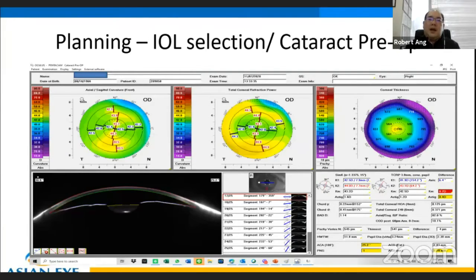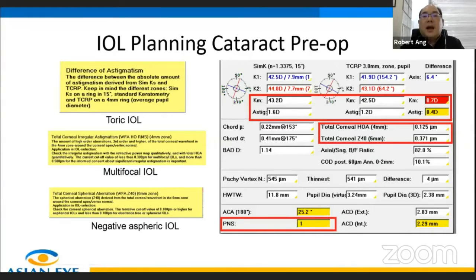So we have this cataract pre-op display, and this is the new display of the Pentacam. We see here the SimK, keratometry readings, the total corneal refractive power is here, and aberrations are here, and all the other features. So how did this screen help me? First is the keratometry. I can see that the patient has significant astigmatism. So this patient will definitely need a toric IOL.